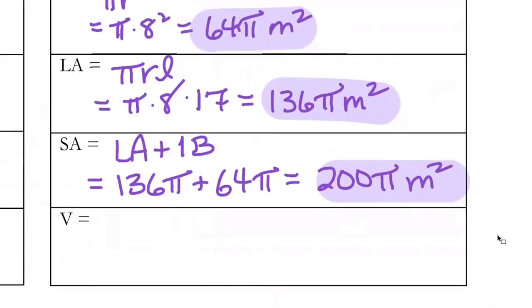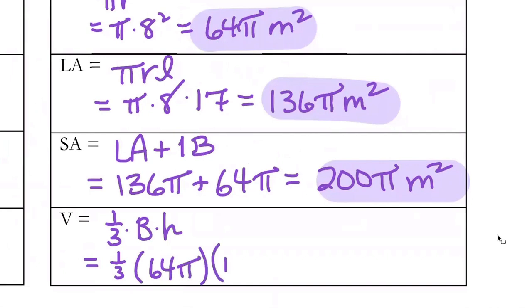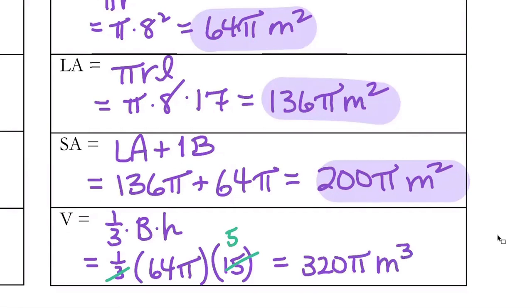And then volume is 1/3 base area times the height of the cone. Base area was 64 pi. Height is 15. So I'm going to take out the 3 there, and that's just 5 times 64 pi. So 320 pi meters cubed.